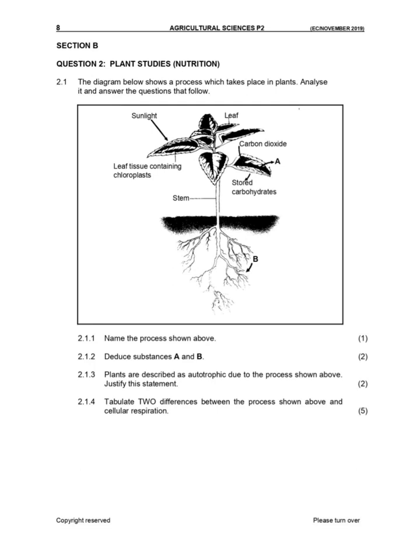Now, did you use substances labeled A and B substances, right? So, which substance is found underground, and that is transported in the roots? That is important in this process, right? So, B is oxygen. Then, what about A? We have been given carbon dioxide there, so that should give you an idea. So we have been given the carbon dioxide which comes in, then what goes out? Obviously, it's oxygen, right? Then 2.1.3, plants are described as autotrophic due to the process shown above.